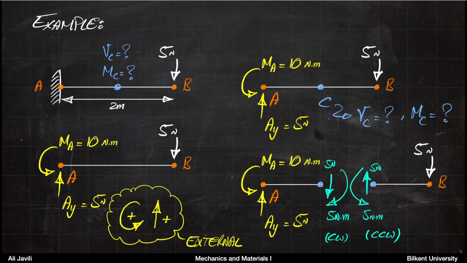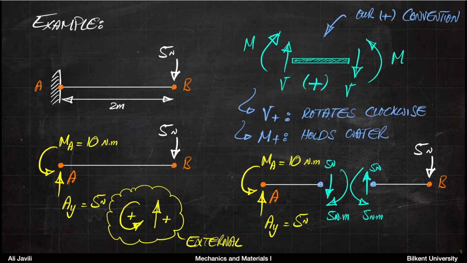So for that matter, we need to define a new convention for internal forces and moments for a bending problem. This would be our positive convention for shear force and for bending moment. If you think of a piece of a beam or a cutout, on the right-hand side a downward shear force is positive, and on the left-hand side upwards is positive.